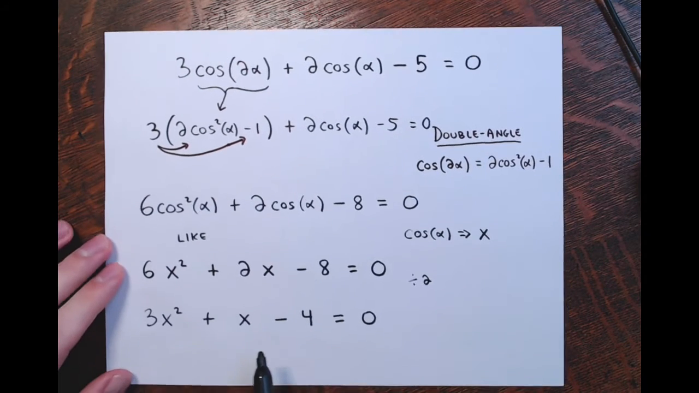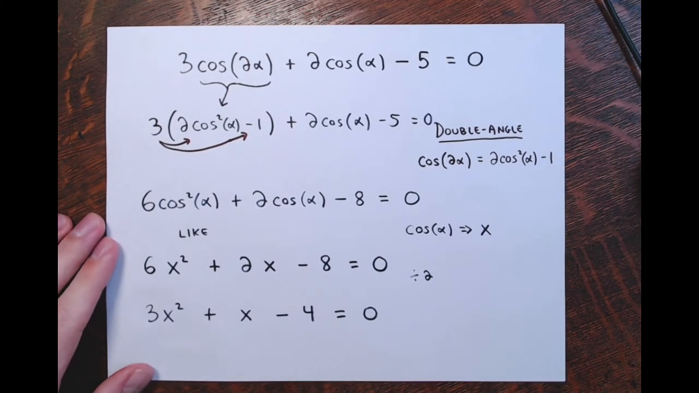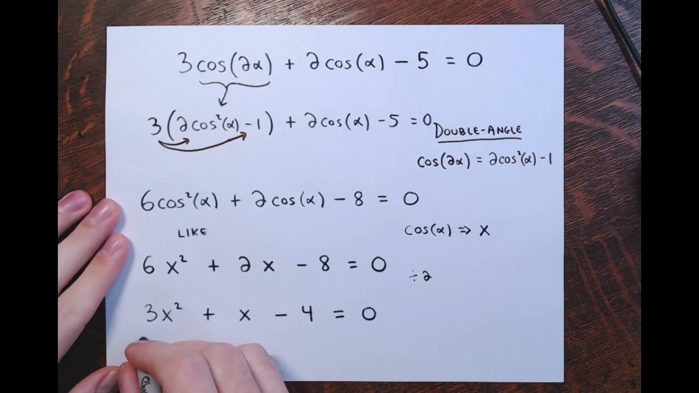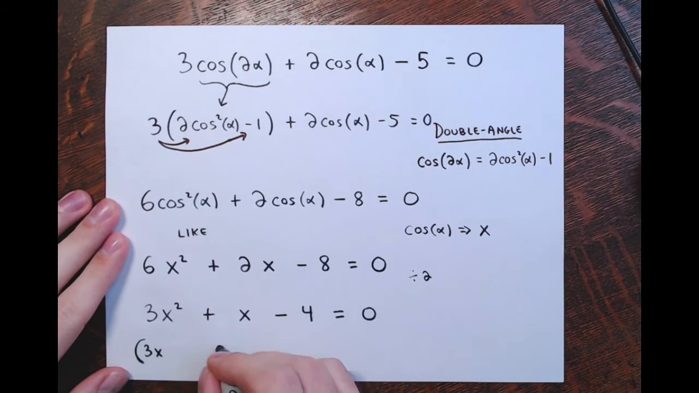Now you could use the quadratic formula. This is a quadratic in standard form, ax squared plus bx plus c equals 0. You could use the quadratic formula, or completing the square. However, this one's pretty easily factorable. This quadratic factors, one of the factors is going to have 3x. The other factor is going to have 1x to make the 3x squared.